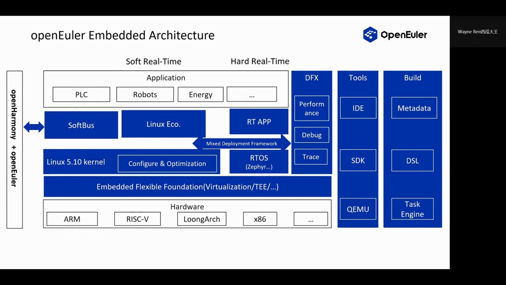Because of the limited resources, it's not easy to do work like debug, trace, and performance profiling in embedded systems as similar work in PC servers. Therefore, DFX, which means design for X, where X can be debug, performance, or trace, is a very important focus of openEuler embedded. We want to improve the development experience of embedded Linux through a good DFX framework.